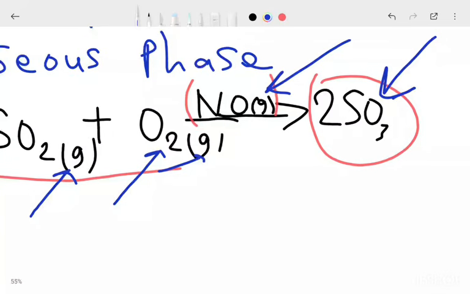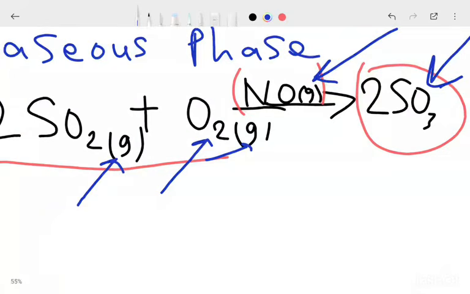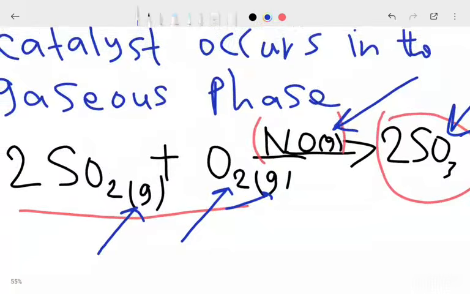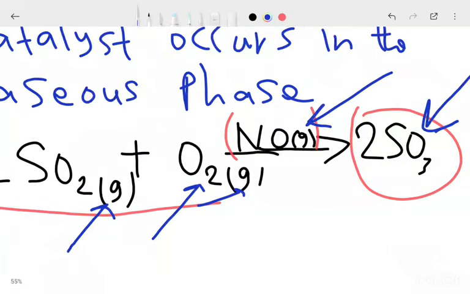Are you getting it? So meaning that if all of them are in the same phase, gas, or liquid, or solid, that reaction is an example of a homogeneous reaction. So this particular reaction is an example of a homogeneous reaction. So if you see any reaction, you can easily identify, okay, this one is a homogeneous reaction, right? It's very simple. Are you getting it? So now that you can identify a homogeneous reaction, what is the catalyst here? The catalyst is what?